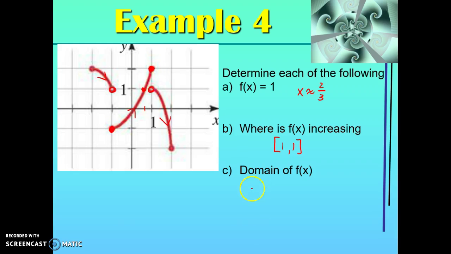Domain are just my choices of x. My problem begins at -2. I've got every x choice from -2 all the way up to 2.